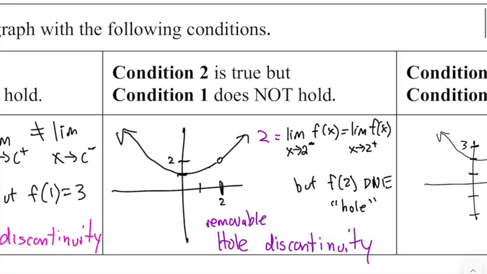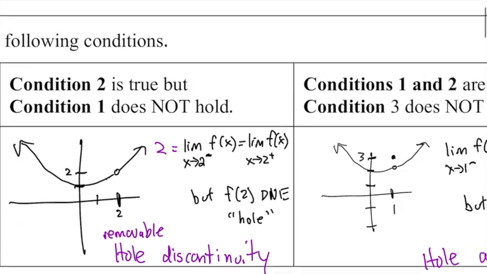So here condition 2 is true, which is the left and right hand limit approach the same value, which in this case is 2, but the function doesn't exist at 2. The limits can exist, but if the value doesn't exist, it's not continuous. This is considered a hole.